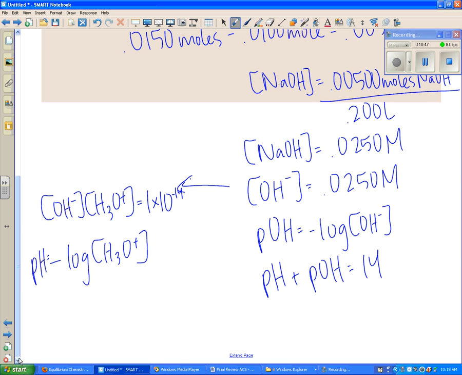How do you do that on there? So you type in your number, then you hit log, and then you hit negative, which is right here.